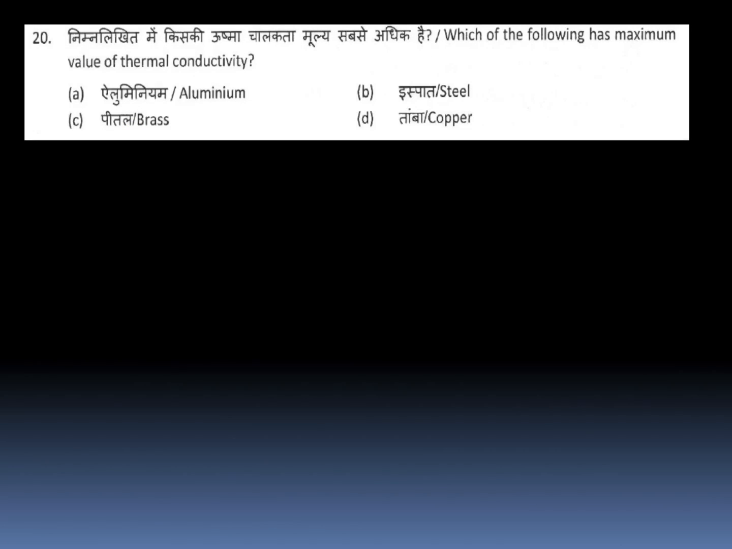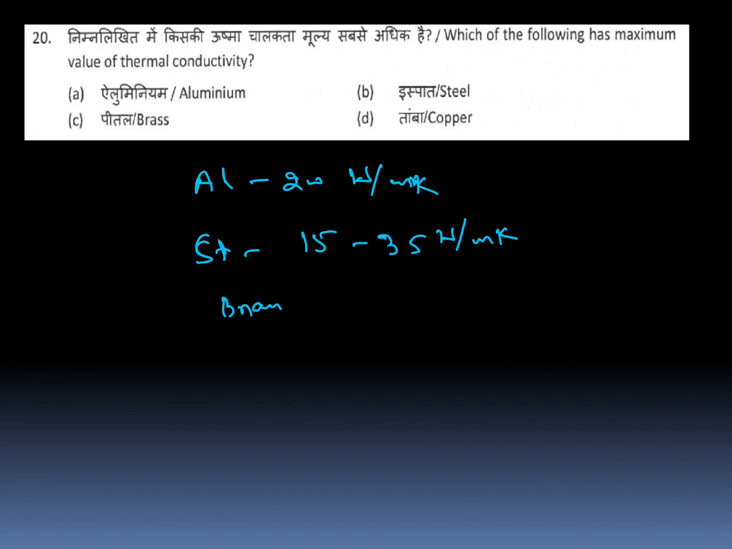Which of the following has maximum value of thermal conductivity? For aluminum, the unit is also very important. Then steel is 15 to 35 watt per meter Kelvin. For brass, 120 watt per meter Kelvin. Copper is 385 watt per meter Kelvin. So the highest is copper. D is your answer. If copper is not available in the options, then you will go for aluminum.